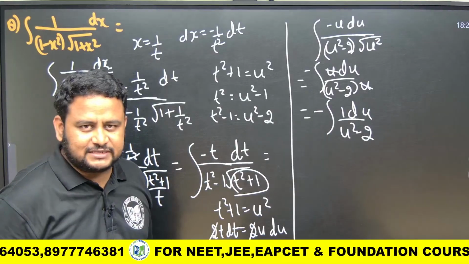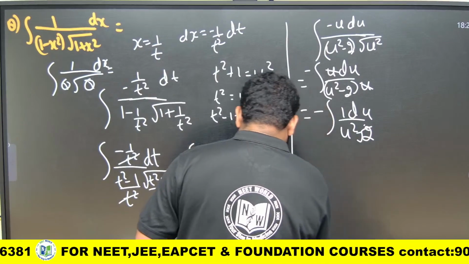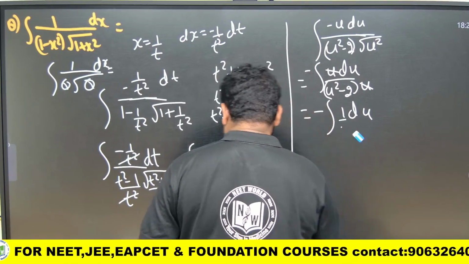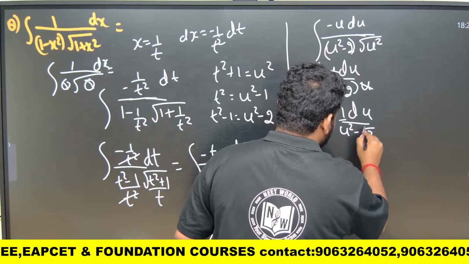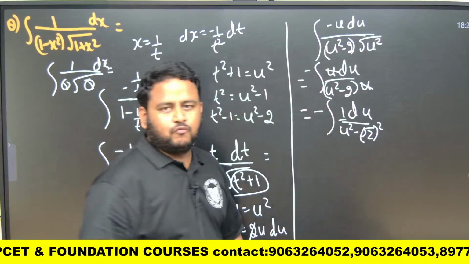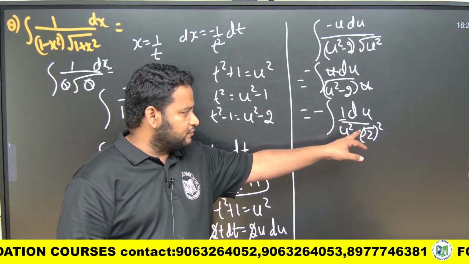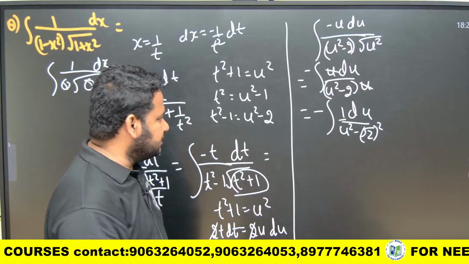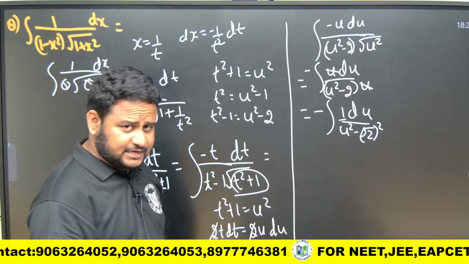Now x square minus a square. So instead of 2 I can write it as root 2 square. Instead of u square minus 2 I can write it as u square minus root 2 whole square. That's it. Now what I can do, friends? So u square minus square root of 2 whole square, this is of which form? This is of the form x square minus a square.